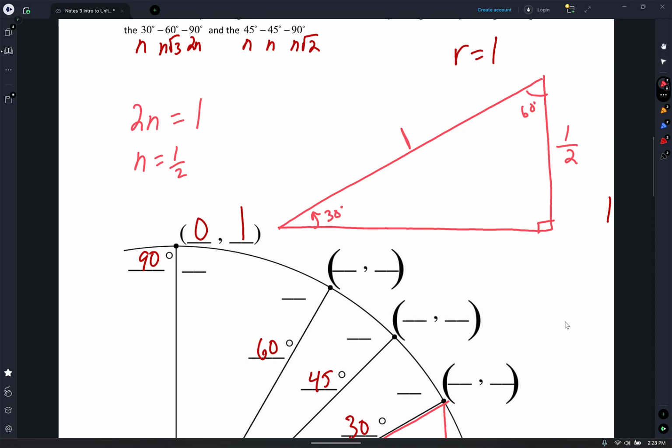Are we okay? All right. My long leg says half times square root of 3. So n square root of 3 equals half times square root of 3. Now, you could leave it like this, but write it like this as a nice little fraction. Square root of 3 over 2. That is my horizontal displacement, so it's this distance. Square root of 3 over 2.